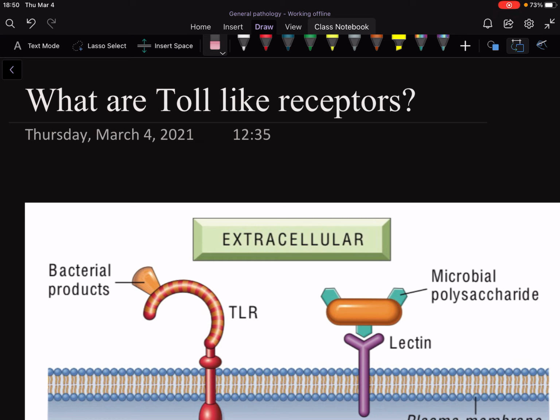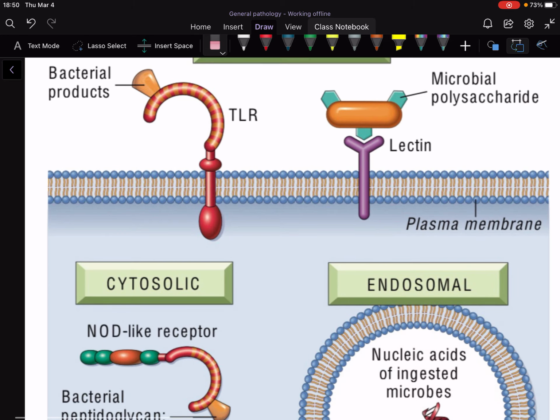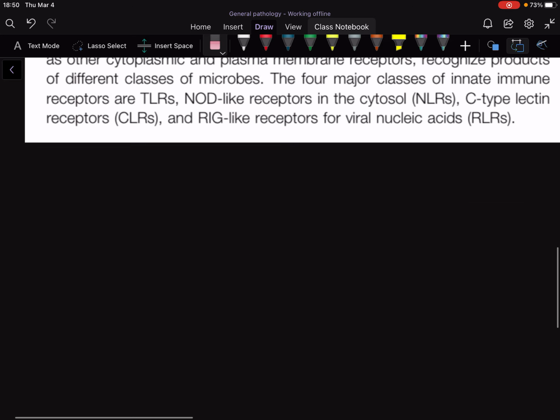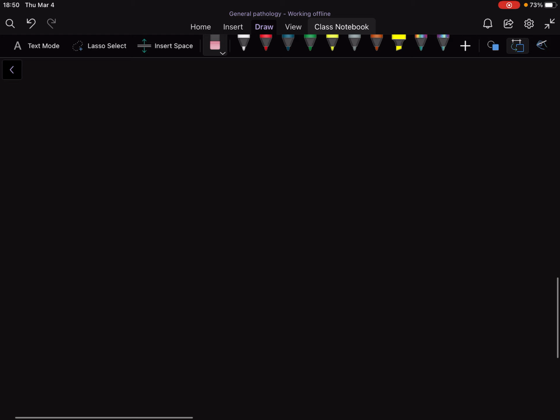So today we are going to talk about what are toll-like receptors. This is my part 2 explanation regarding the innate and adaptive immunity. So toll-like receptors come under innate immunity. Before going into what are toll-like receptors, I will give a brief explanation.